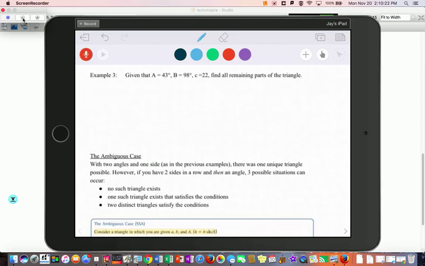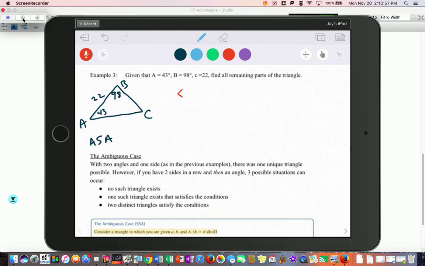All right, example 3. If I draw again, just like on the ACT, I tell students when I draw the triangle, it's not to scale. I don't worry about anything. I'm just going to label it how I want to. So I go ABC again. If A is 43, B is 98, and C is 22. We call this one angle side angle because I know two angles and the side between them.